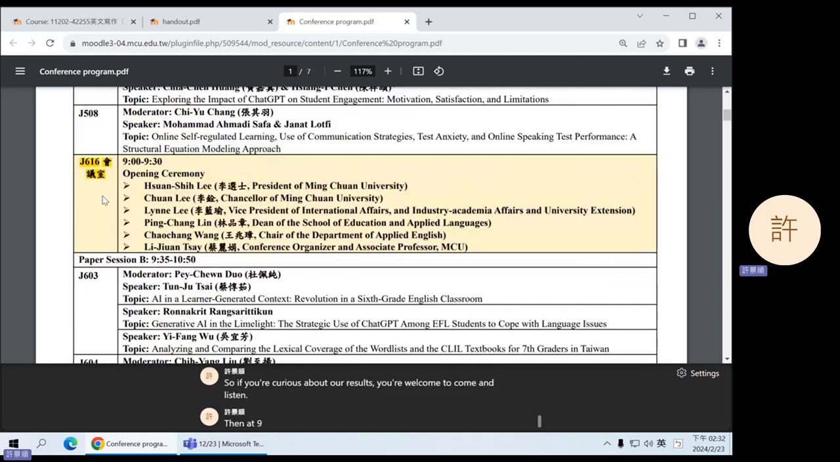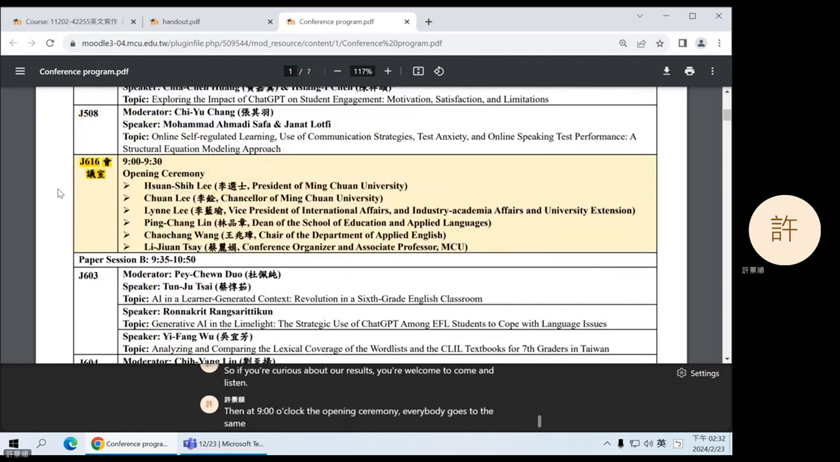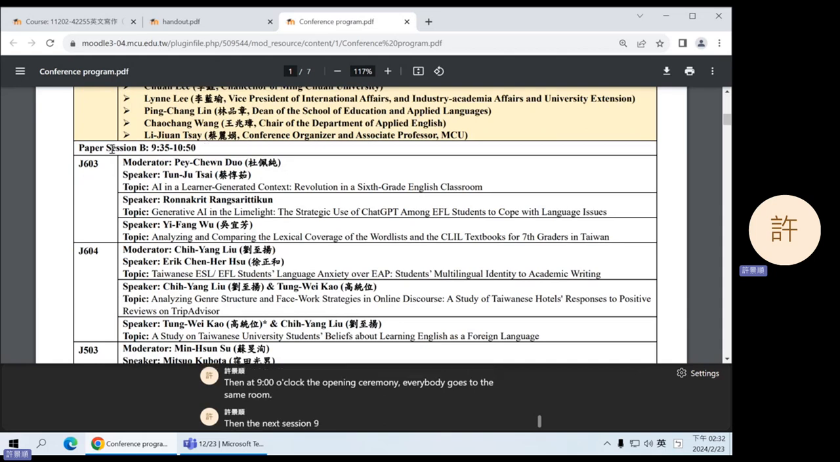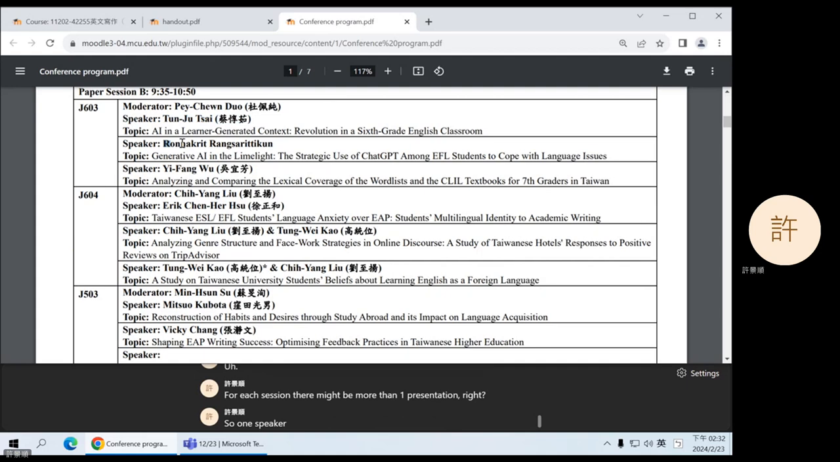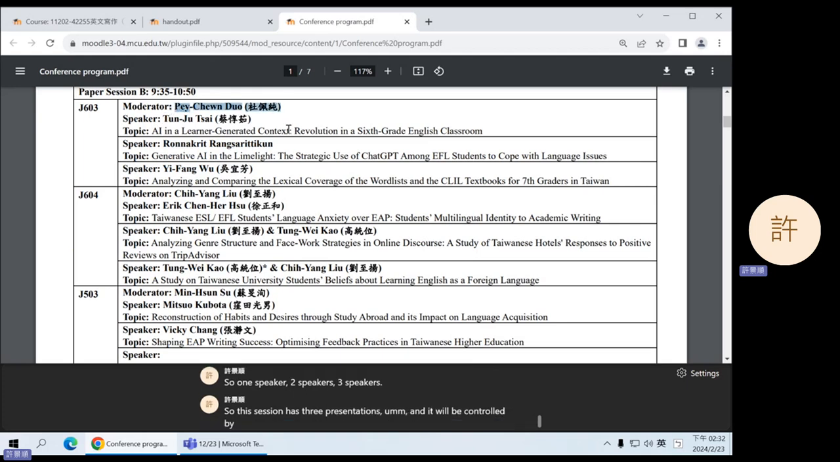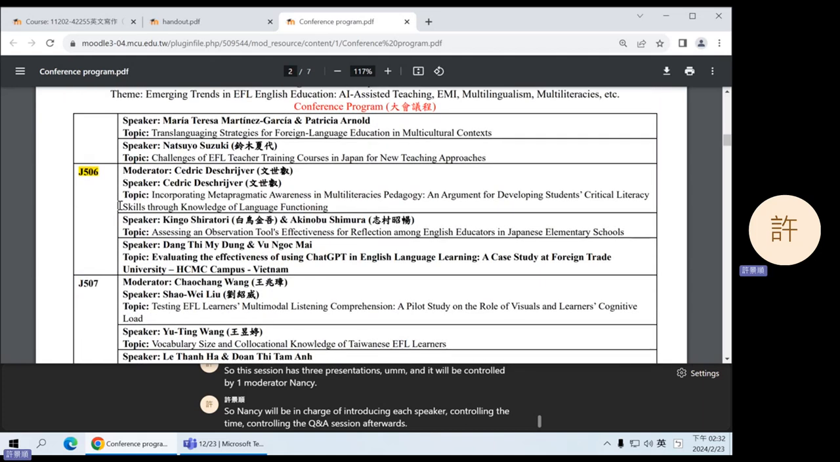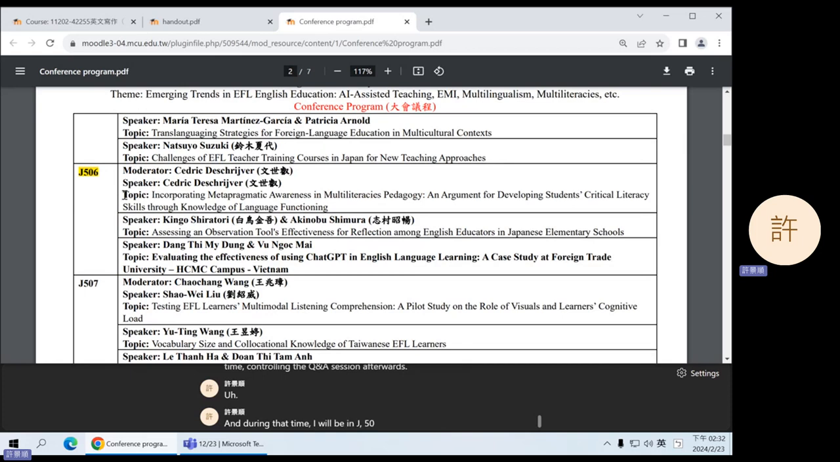Then at 9 o'clock, the opening ceremony, everybody goes to the same room. Then the next session, 9:35 to 10:50, again, you have to choose one room. For each session, there might be more than one presentation, right? So one speaker, two speakers, three speakers. So this session has three presentations, and it will be controlled by one moderator, Nancy. So Nancy will be in charge of introducing each speaker, controlling the time, controlling the Q&A session afterwards. And during that time, I will be in J506 listening to Cedric.